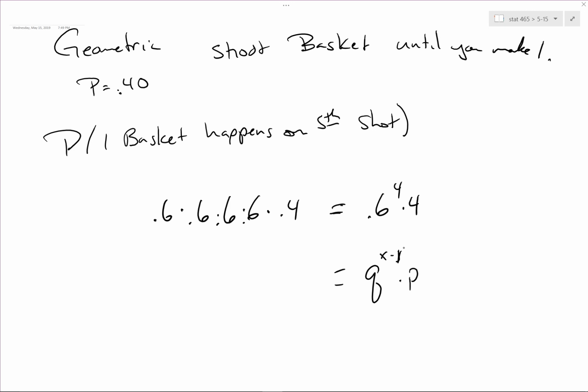Okay? Now, negative binomial is almost the same, except, watch this. If I change this problem, you're going to keep having kids until you get 3 girls.